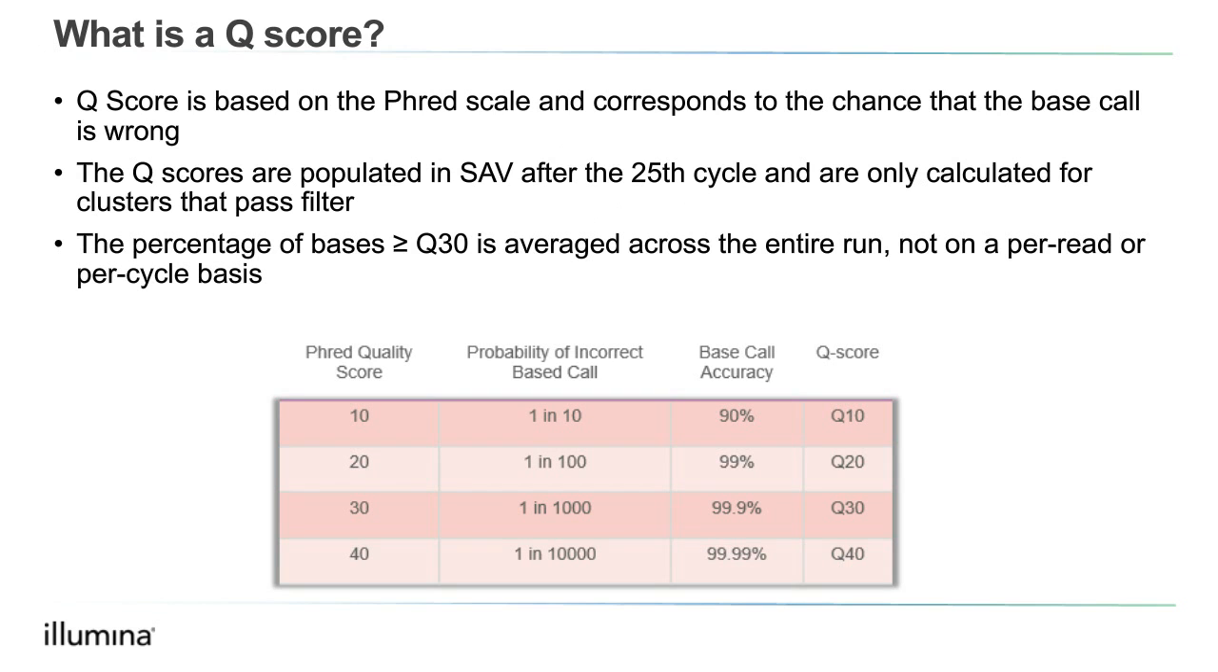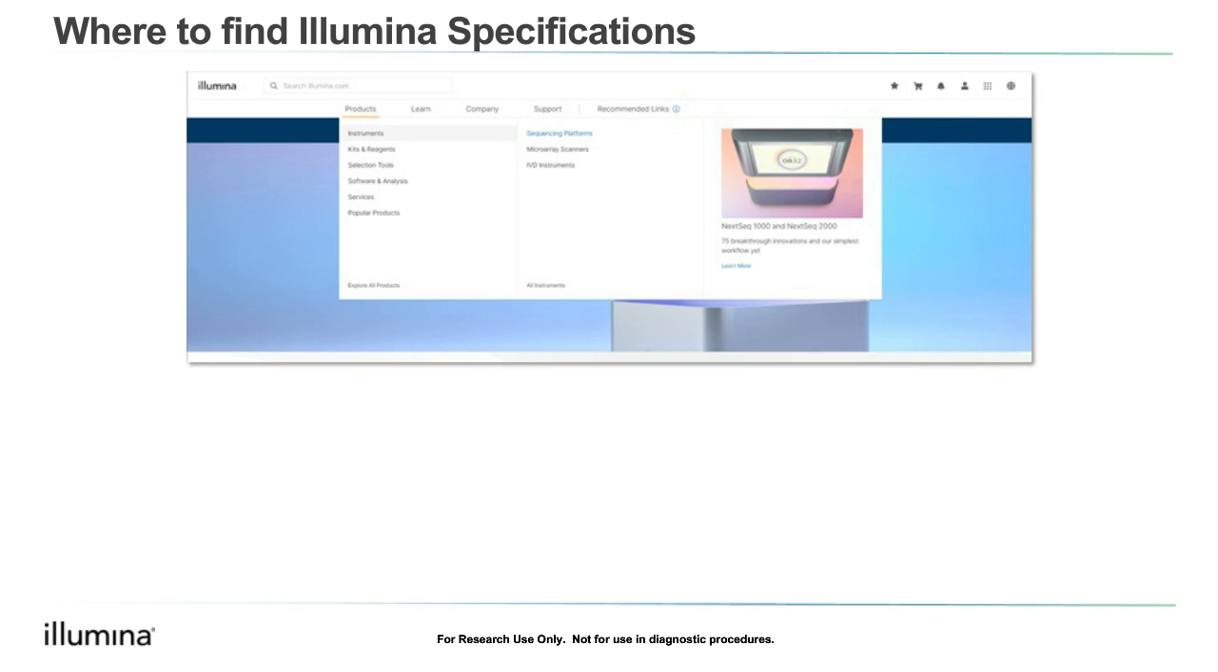Q30 comes from a Q-score, which is based on the Phred scale. A Q-score is the chance that the base call is incorrect, and the instrument's control software calculates Q-scores after cycle 25 during a sequencing run. A Q-score greater than Q30 means there is greater than 99.9% accuracy that the base call is correct. Illumina's Q30 specification is an average across the entire run and is not on a per cycle or per read basis. The yield and Q30 specifications vary for each kit and each instrument.